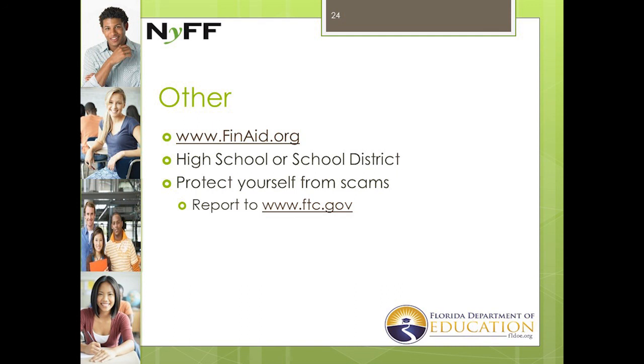However, we ask you to be aware of scholarship scams. As we discussed earlier, you should never pay money for free money. Protect yourself from companies that attempt to pressure you into paying for resources that you can easily access at no cost. Suspicious activity should be reported to the Federal Trade Commission at the website listed on the slide.